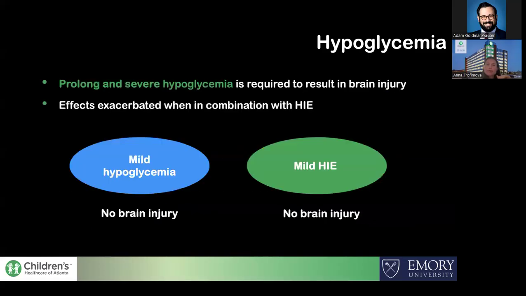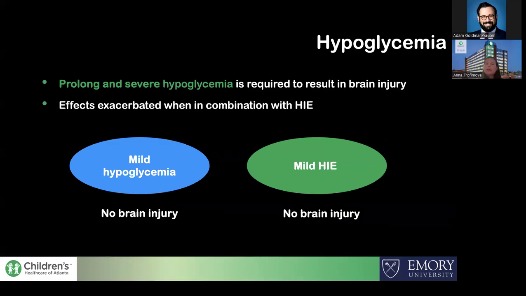Another interesting thing about hypoglycemia is that in order to result in brain injury, we really need to have a prolonged and severe hypoglycemia. However, it's important to keep in mind that the effects of hypoglycemia will be exacerbated when in combination with hypoxic ischemic injury.